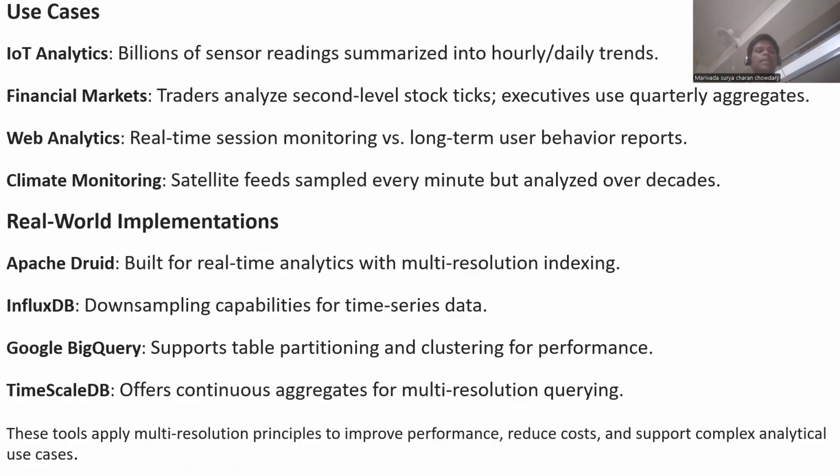Now, let's come to real world implementations of multi-resolution indexing. Real world implementations include Apache Druid, built for real-time analytics with multi-resolution indexing. The second one is InfluxDB, with downsampling capabilities for time series data. Google BigQuery supports table partitioning and clustering for performance. And the final one is TimescaleDB, which offers continuous aggregates for multi-resolution queries. These tools apply multi-resolution principles to improve performance, reduce cost, and support complex analytical use cases.